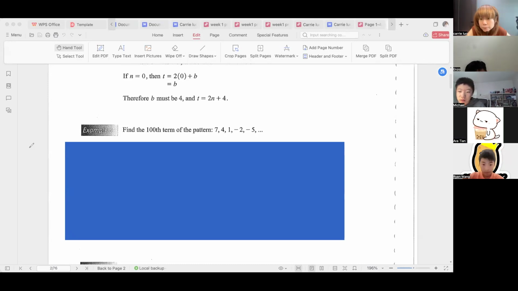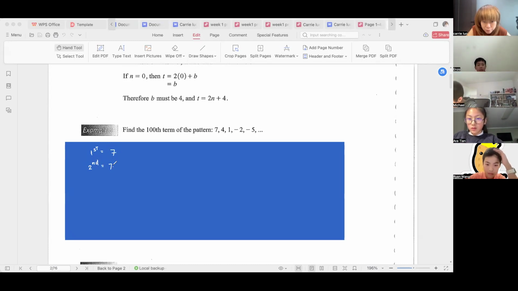Carrie, do I still use the equation you just showed us? The equation you just showed us. What is the equation? Do I use it for this problem, or what do I use? No, the first one, you just do the same thing. The first is 7. The second one, you just do the same thing. 7 minus 3 equals 4, right? The third one equals 4 minus 3 equals 1, right? So just do the same thing. The fourth one equals 1 minus 3 equals -2. The fifth one equals -2 minus 3 equals -5. Okay, get it?